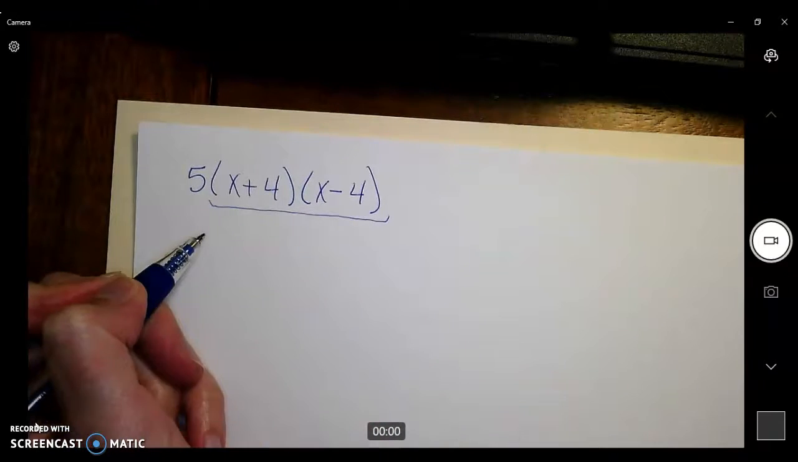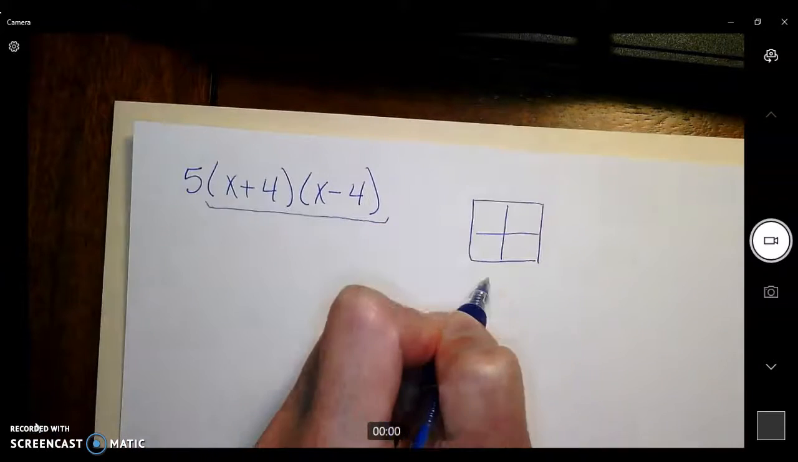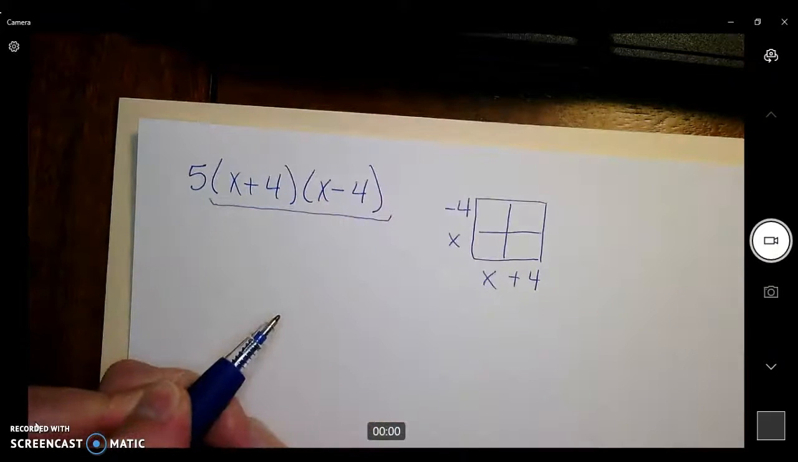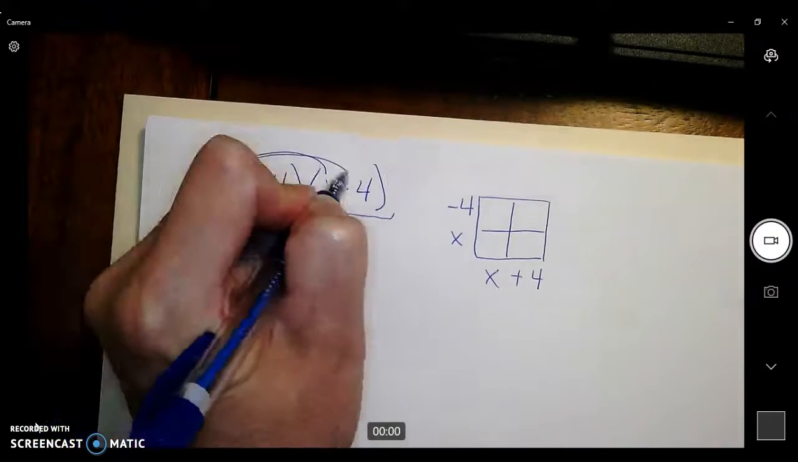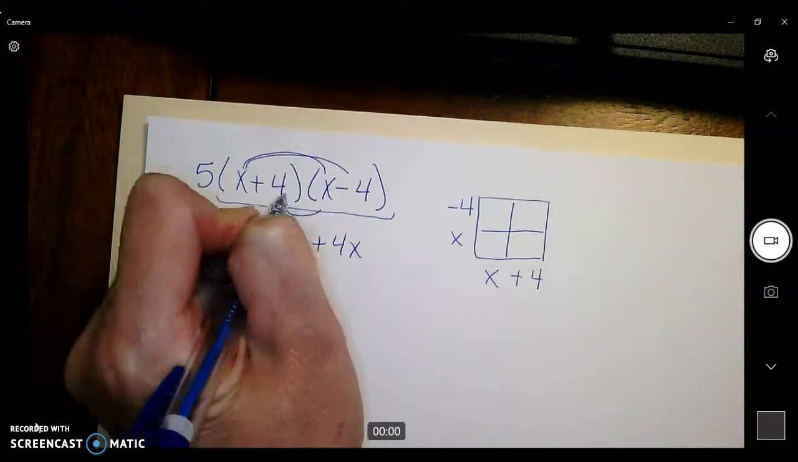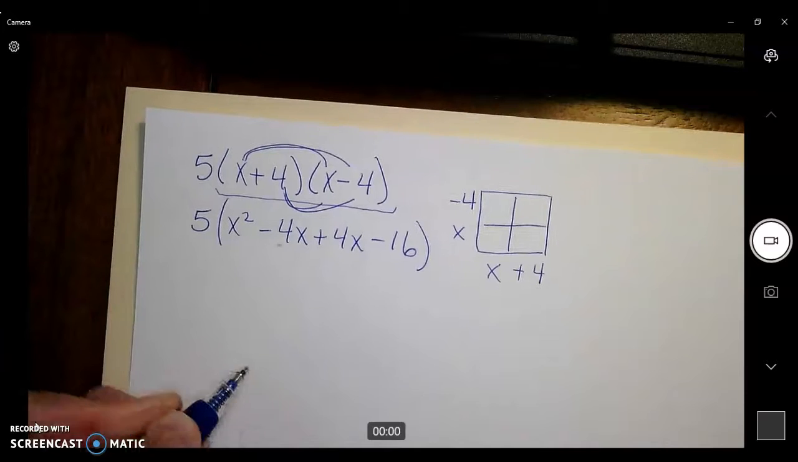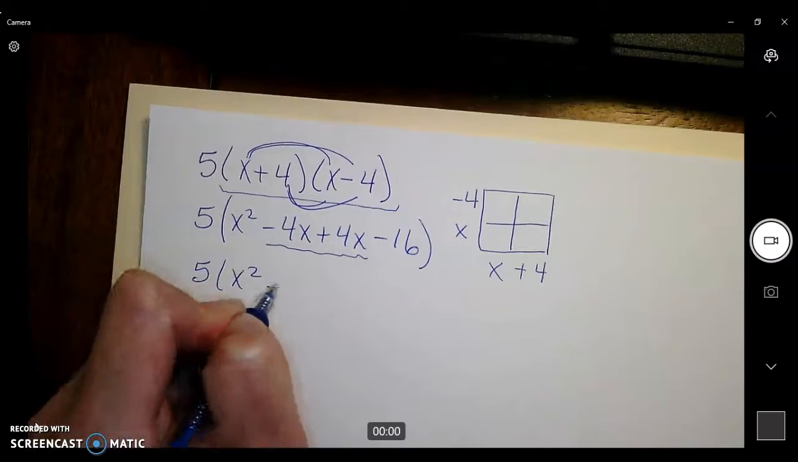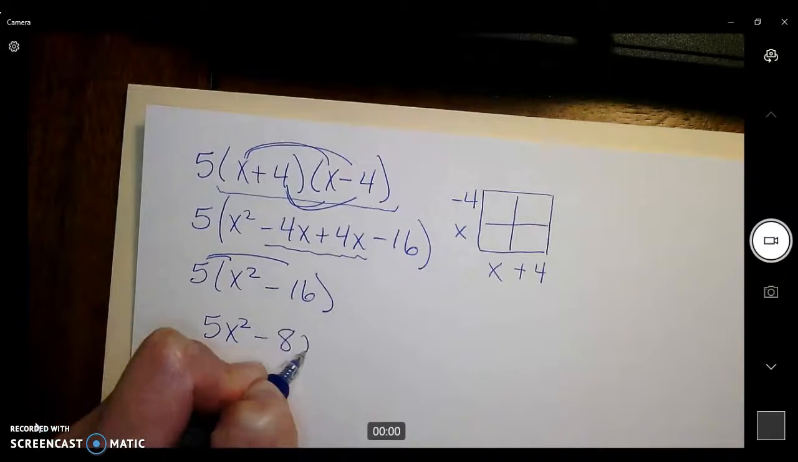So I always like to take care of these two first. You can make a generic rectangle if you want to, and then just fill it in. You can do it that way. Otherwise, I like to just go ahead and FOIL. So x times x is x squared, x times negative 4 is minus 4x, 4 times x is 4x, and 4 times negative 4 is negative 16. Bring down our 5. These two right here are going to cancel each other out. So 5 times (x squared minus 16). Distribute the 5 and we end up with 5x squared minus 80.